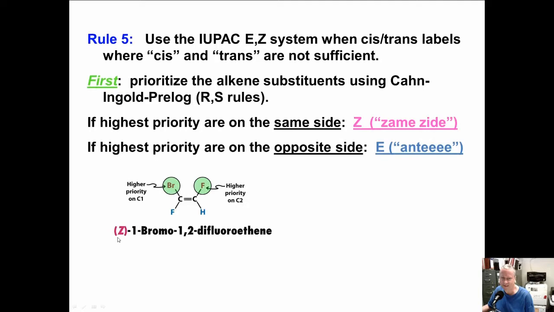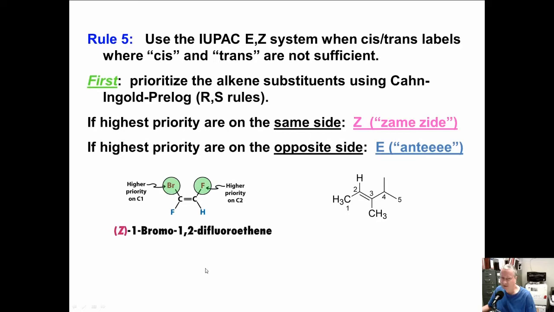And Z, what does Z mean? Same side. Why don't we just say cis or trans here? Well, you can't, because it's more complicated than we can represent with cis and trans. There's no cis and trans here because there are three substituents. It's a trisubstituted alkene.